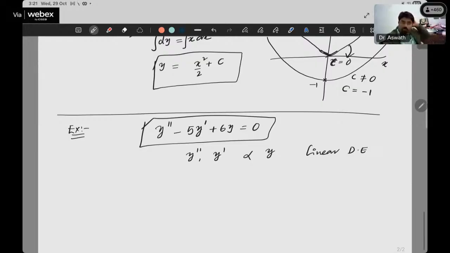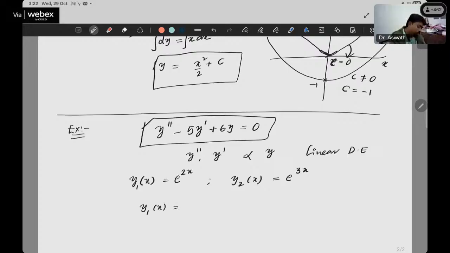Whenever I have a linear differential equation, straight away you can say it is going to possess solutions of exponential type. By cross checking, you can find, say, exponential 2x is one solution, exponential 3x would be another solution. And you can ask me, how did you get these values? You can find them by trial and error method.